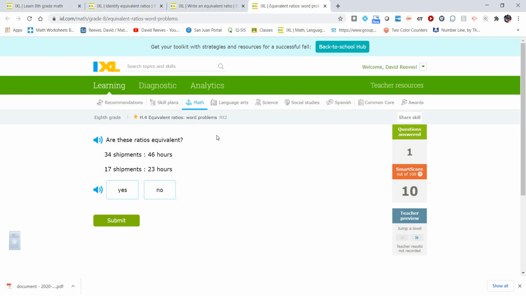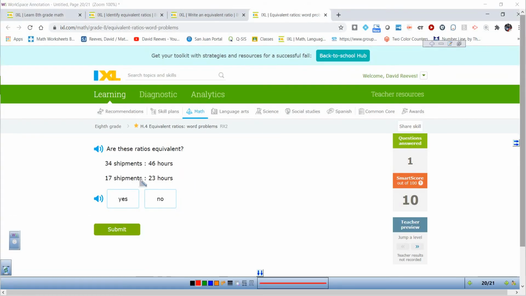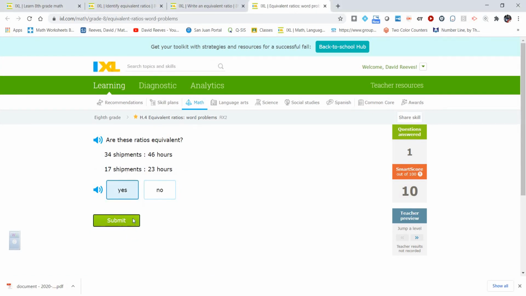All right, 34 to 46 and 17 to 23. Well, here's a great example of why you might want to compare this way. 34 doesn't go into 46 evenly. We can simplify this down, right? But if we were to do 17 times 2, we would get 34. And if we were to do 23 times 2, we would get 46. So both the shipments and the hours are twice as large on this one. So the answer is yes.